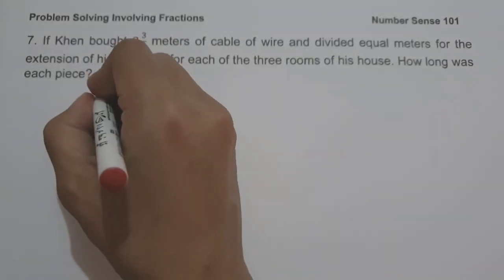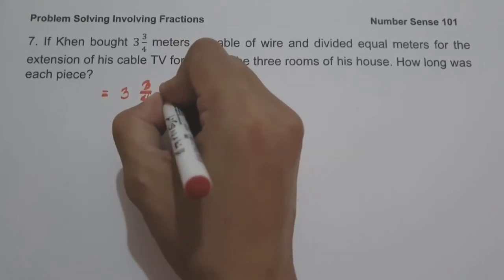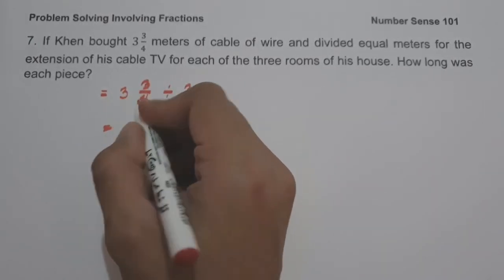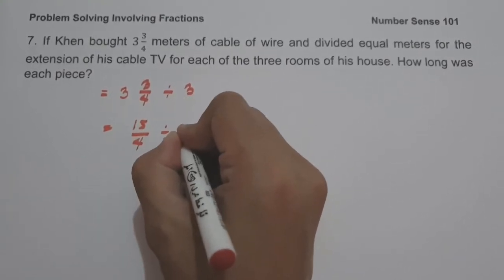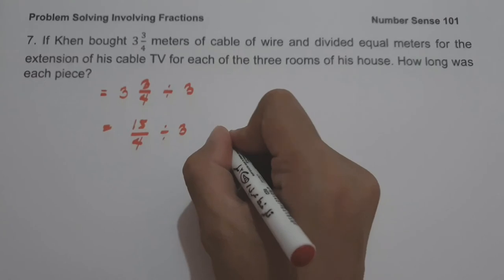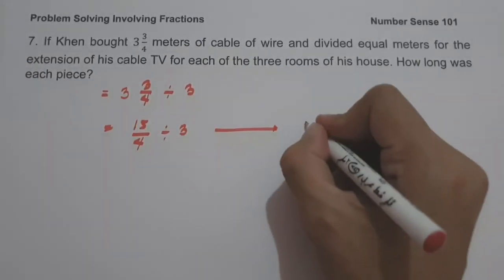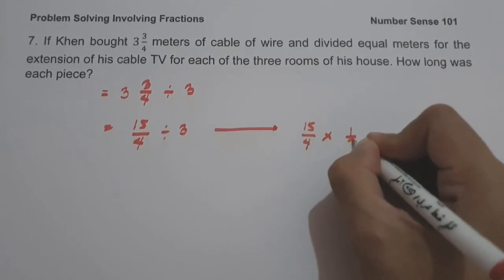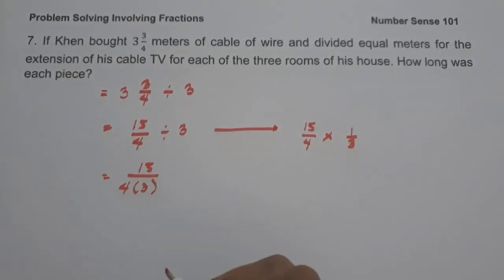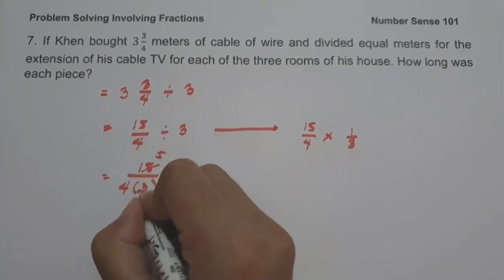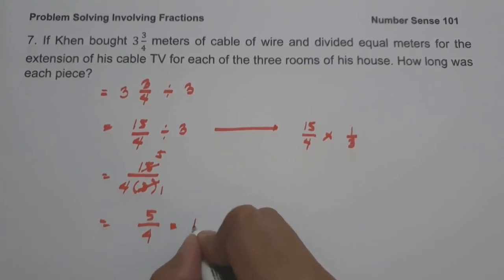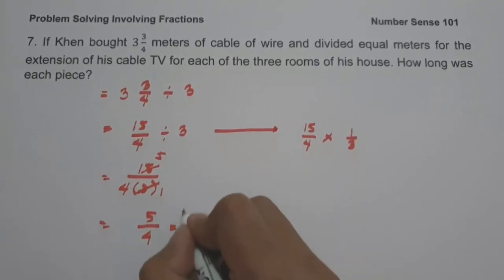First, let us have 3¾ divided by 3. So let us convert this one into an improper fraction. 4 multiplied by 3, that is 12, plus 3, that is 15 over 4 divided by 3. If you are going to divide 15 over 4 by 3, you are going to multiply 4 by 3. Or if you want, you can get the reciprocal of 3 and proceed to multiplication. That is 15 over 4 multiplied by 1/3. So if you are going to divide, let us have 15 and then 4 times 3. 15 divided by 3 is 5. So 15 becomes 5 and 3 becomes 1. So let us have 5 over 4. 5 over 4, that is 1 and 1/4 meters. And this will be our answer.